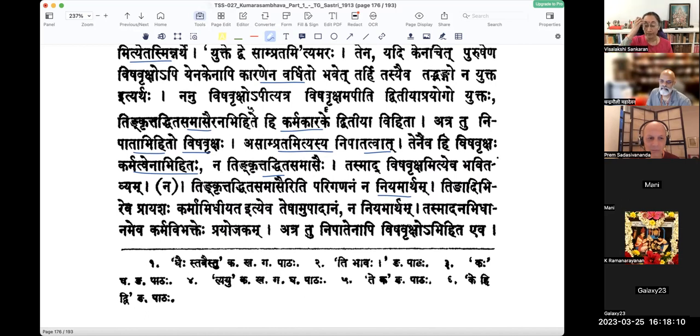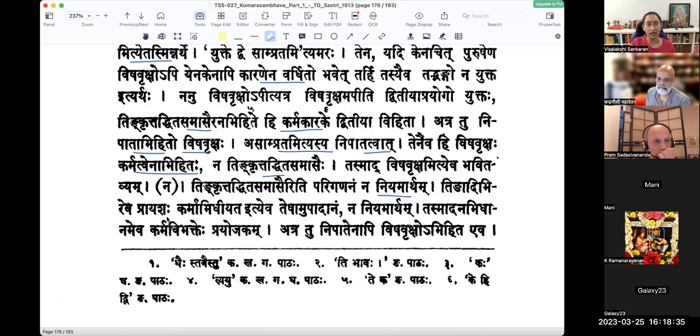You go into the sutra anabhihite cha, or I think karmani dvitiya, one of those two sutrams, and you'll have these examples for ting and krit. Krit is Ramena hataha Ravanaha. For taddhitam and samasam also, you will have examples there. So pariganam na niyamartham, it is not a rule that only these four have to be considered.